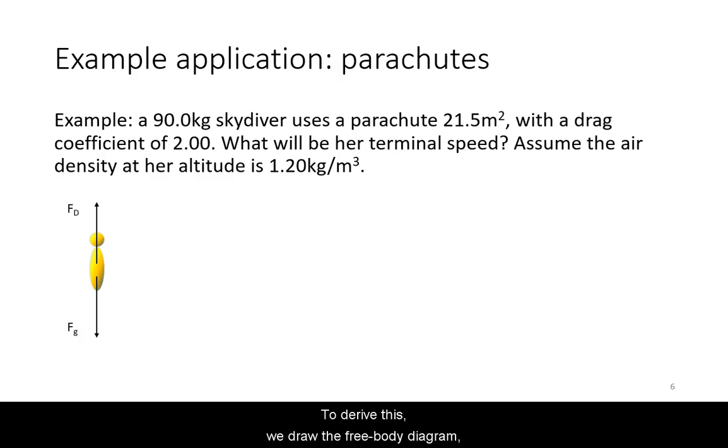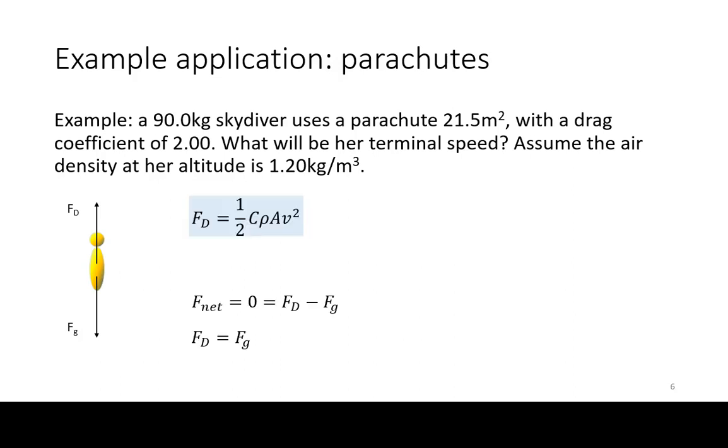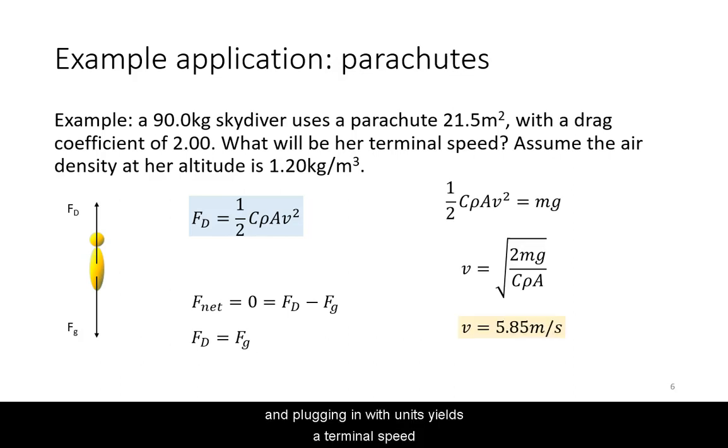To derive this, we draw the free body diagram and declare that terminal speed means no further acceleration. The drag force has to equal the weight. Solving for the unknown and plugging in with units yields a terminal speed of 5.85 meters per second. For comparison, this is about the equivalent of your speed if you jump down the height of a grown person.